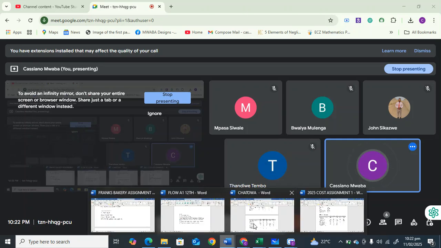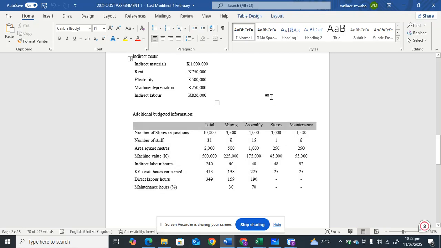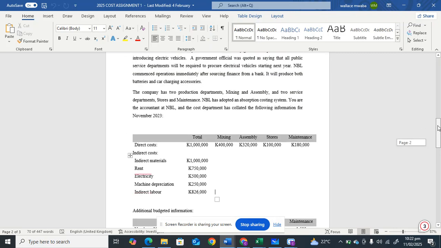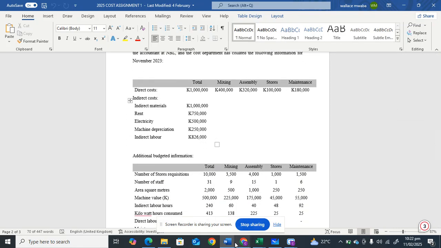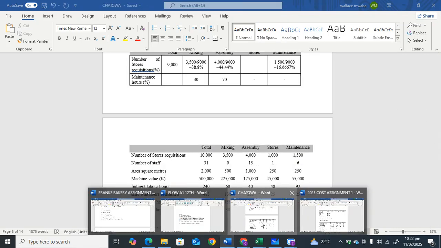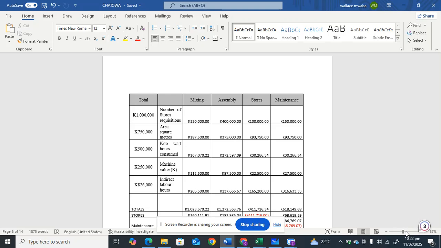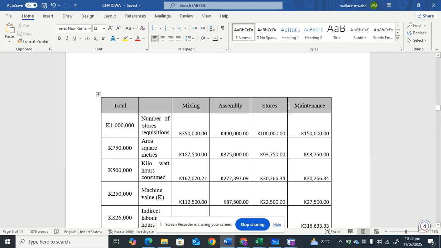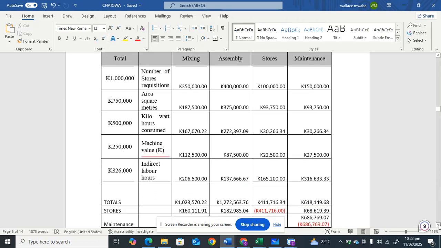All right, so we are looking at the step down method of reallocating the overheads of service departments. Remember, we're still dealing with this question for NBL. We apportioned the overheads to the relevant departments: mixing, assembly, stores, and maintenance. Apportioned those overheads, and we got the totals.